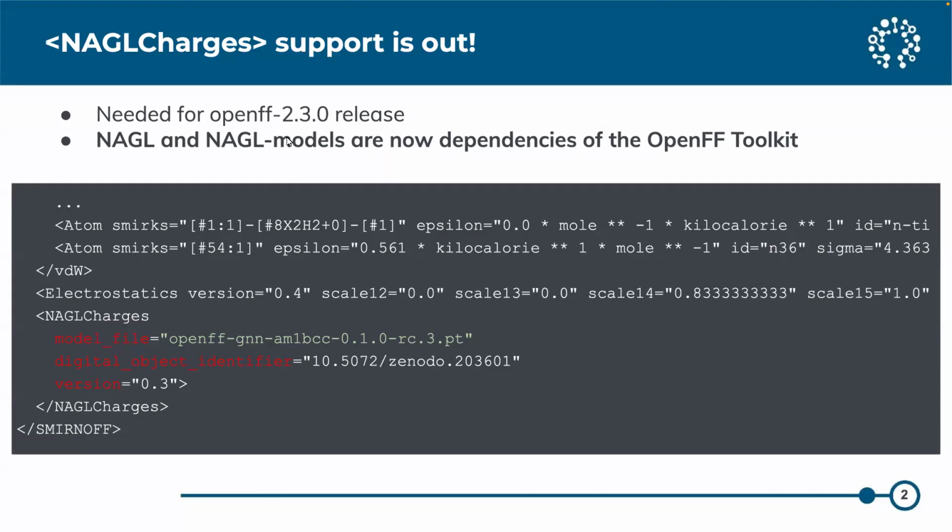And as a reminder, the form that Naggle charges goes into an OFF XML file is basically it replaces the toolkit AM1 BCC field, and instead it specifies a Naggle model file name and optionally an online digital object identifier at Zenodo, where the file name can be retrieved if it's not available locally via Conda installation.